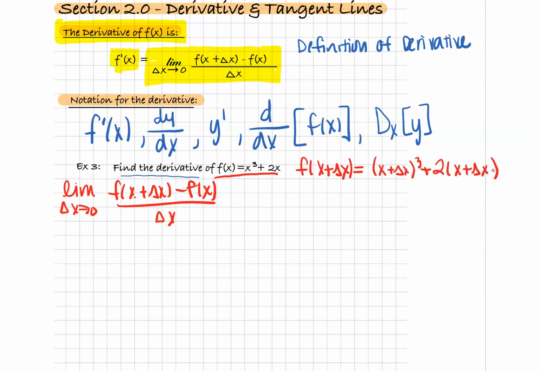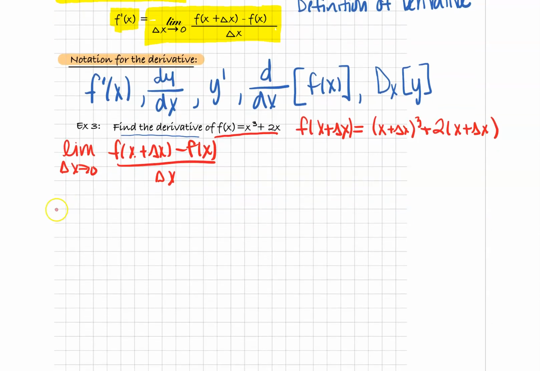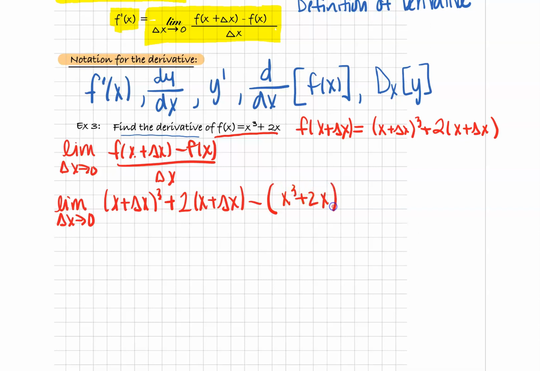So good news, we're going to get to do some algebra with this. Let's go ahead and start plugging it in. So I get the limit as delta x goes to 0 of x plus delta x cubed plus 2 times x plus delta x minus parentheses x cubed plus 2x. Again, please always use that parentheses. It's going to make your algebra work out a little bit better for you. Now, we are going to have to cube out this x plus delta x.